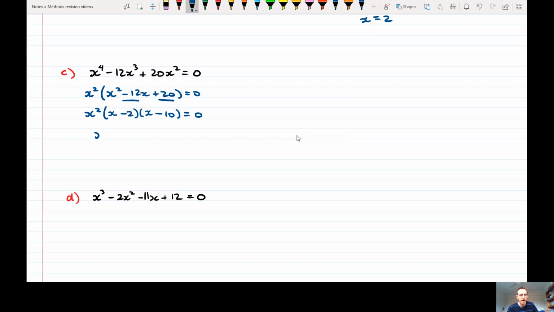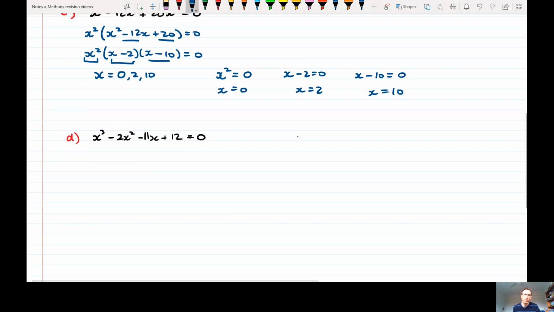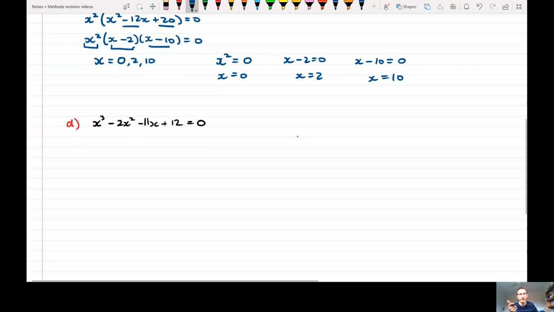And at this point, we can see that x must be 2 from that bracket, must be 10 from that bracket, and the one that is often forgotten is 0. Because remember, null factor law tells me that if things are multiplied, each one individually could be equal to 0. So when x is 0, that whole thing is 0. When x is 2, the whole thing is 0. Or when x is 10, that whole thing is 0. So they're solutions. So those three don't require much work because isolating x is pretty quick.